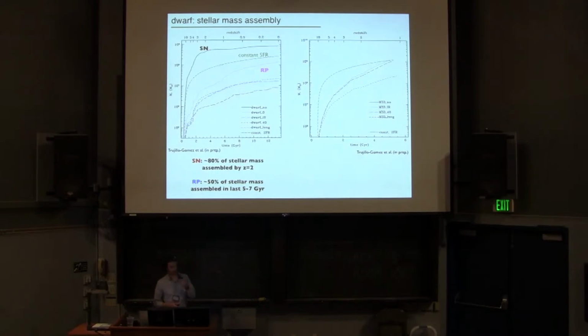Here's how these galaxies grow. On the left, I have the dwarf models, and on the right, I have the M33 model. I'll just focus on the dwarf model for now. We see that the supernovae model has runaway star formation at very high redshift, about 2, and then it tapers off. 80% of the stellar mass is assembled by redshift 2. In the radiation pressure models, even though there's some spread here, this is mostly due to the assumed star formation efficiency.